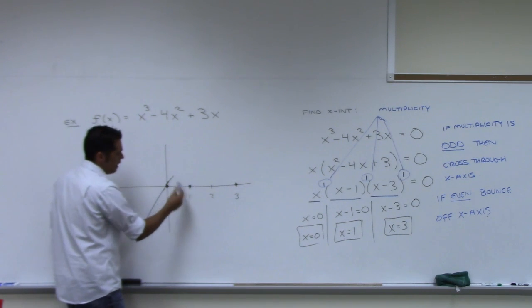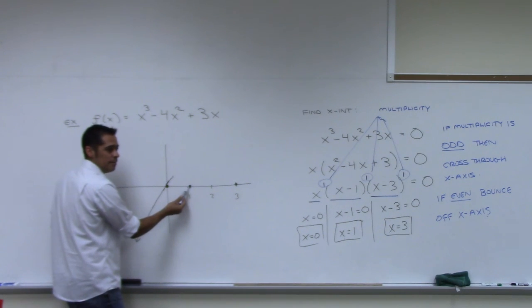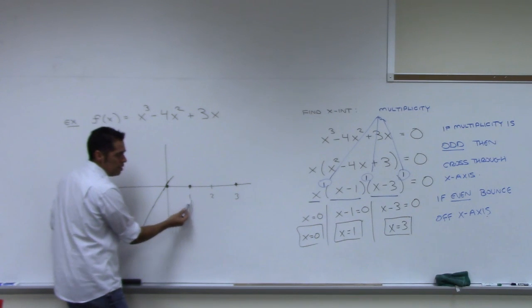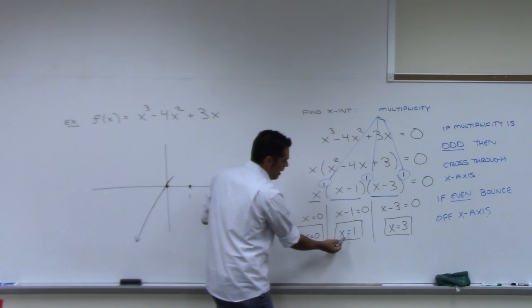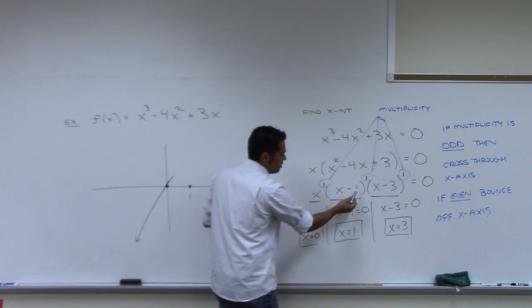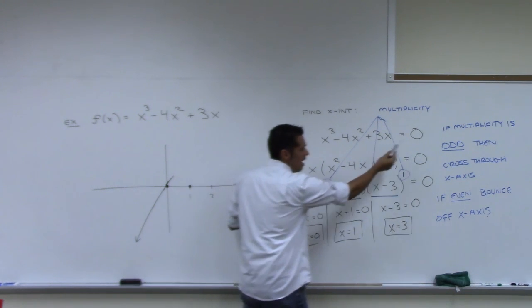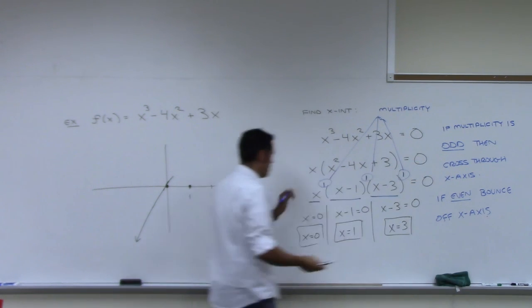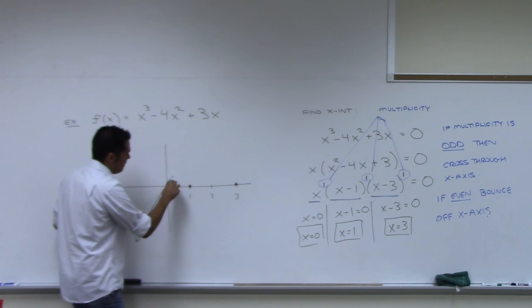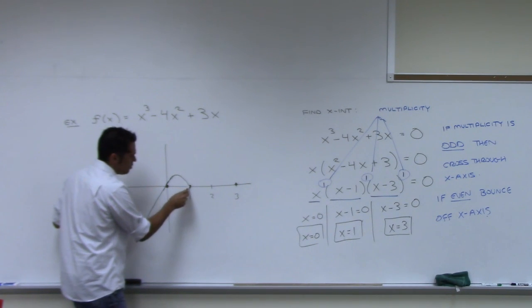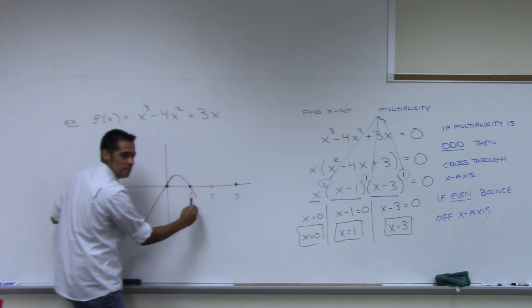So I've got to get back to this one, right? This is at 1. So I go to 1. I go up to its multiplicity. What's its multiplicity? 1. That's odd. I'm going to cross through there also. So that means when I draw this and I curve back around, I must cross through the x-axis.